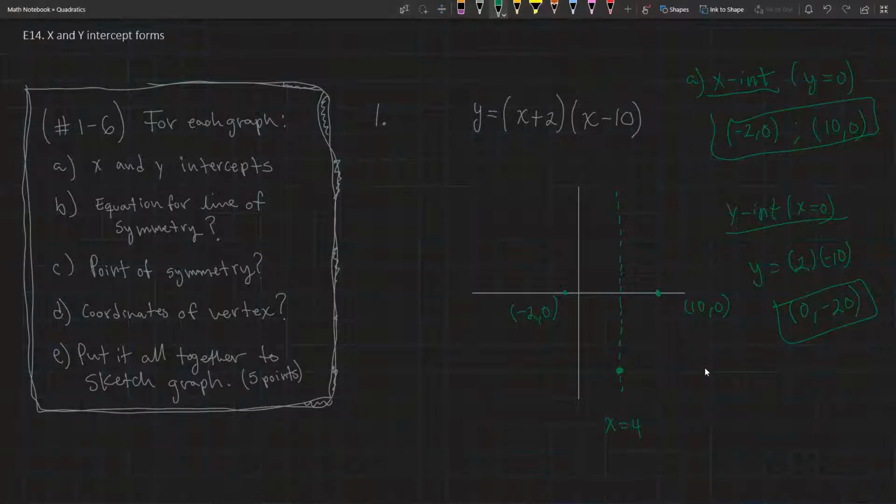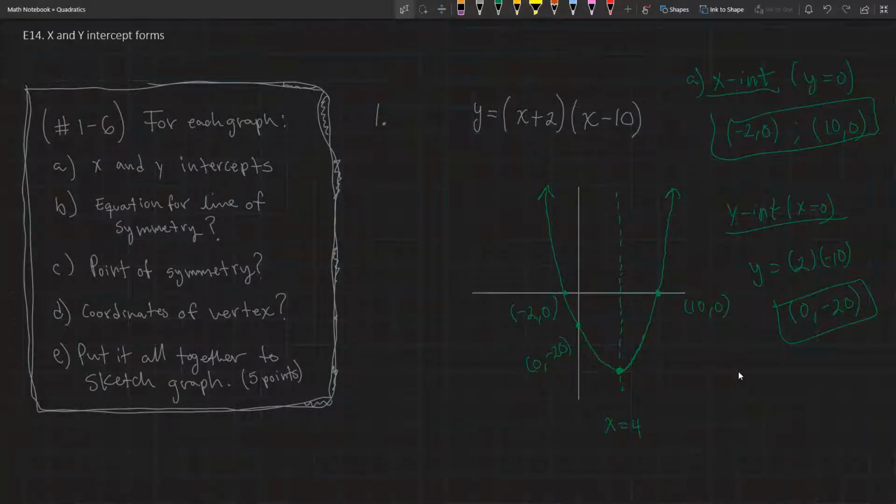And maybe at this point, it's a good idea to start connecting those dots. I almost did it all in one shot. It's okay. We will all get better as we do more of these. There we go. That's a pretty nice representation of what's going on with this quadratic. And we also know this point is 0, -20.